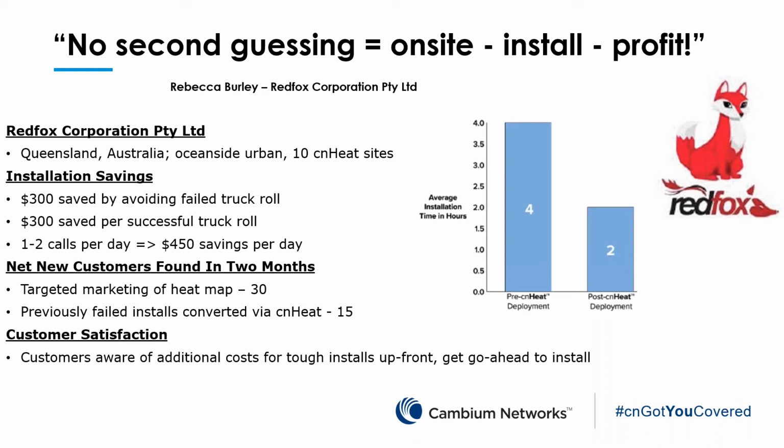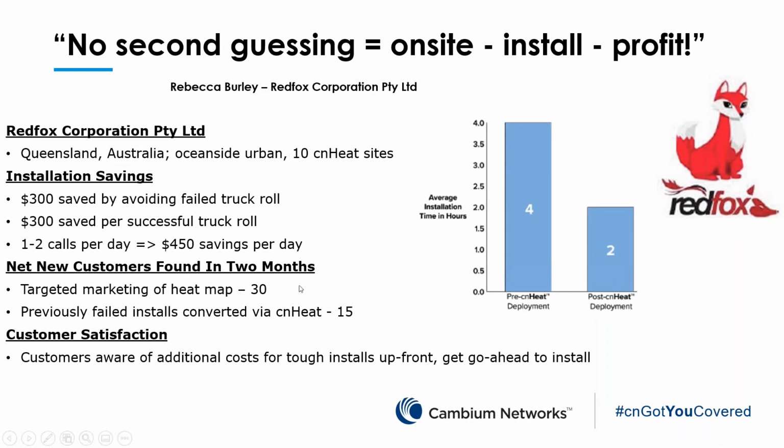And then because they're saving 2 hours of installation time and other assorted costs, they're finding that even on successful truck rolls, they're saving $300 per successful truck roll, which means that what happens with Redfox is they get 1 to 2 calls a day from customers requesting service. They're saving $450 a day by using cnHeat on the 10 sites. So if you look at that as being 22 work days in a month, then they're saving well over $10,000 a month by simply using cnHeat.